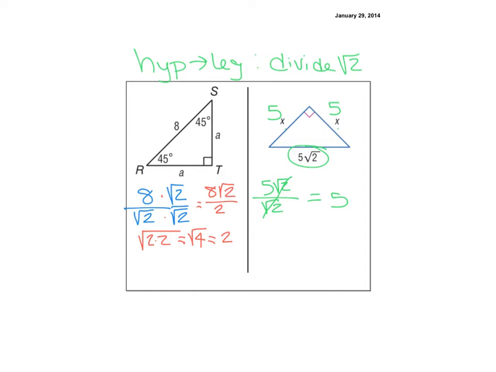So I'm going to look, and I see that this 8 over 2 can be simplified because 8 divided by 2 will give me 4. So this is all going to become 4 root 2. And that's the value of our legs here. Now again, we want to leave these square roots in our answers because this is an exact answer. This is what I'm going to be looking for.